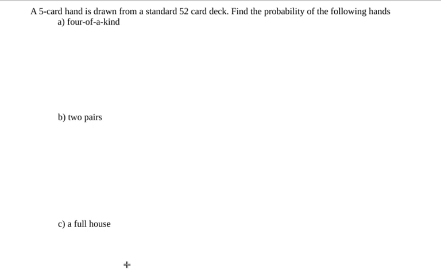A 5-card hand is drawn from a standard 52-card deck. Find the probability of the following hands. 4 of a kind. So on all of these examples that I'm about to go through, we're talking about drawing a 5-card hand, so we're going to be using combinations for all of these.